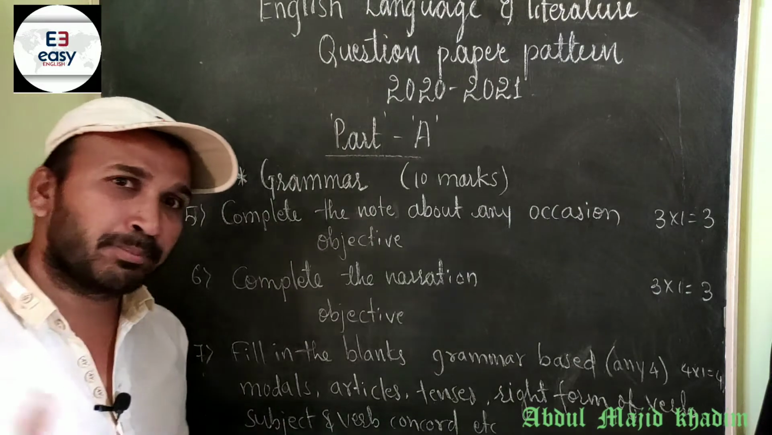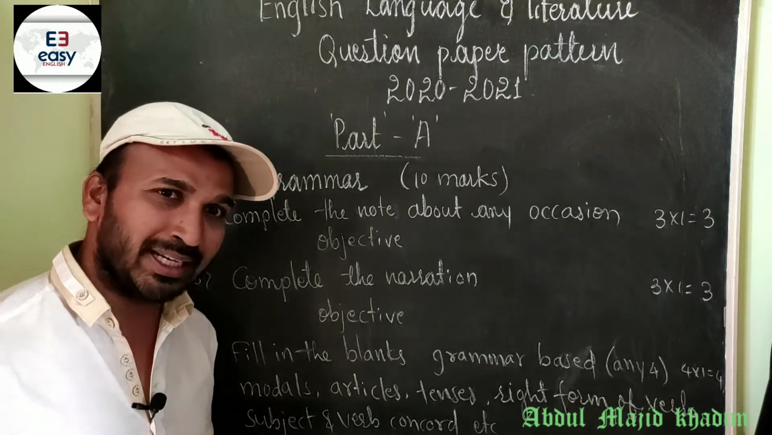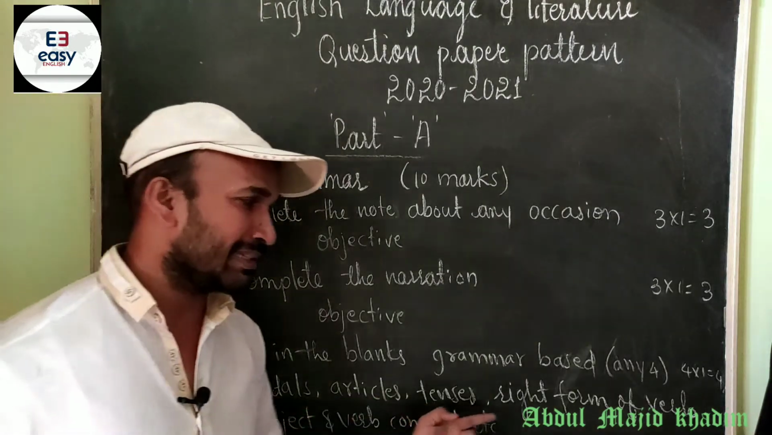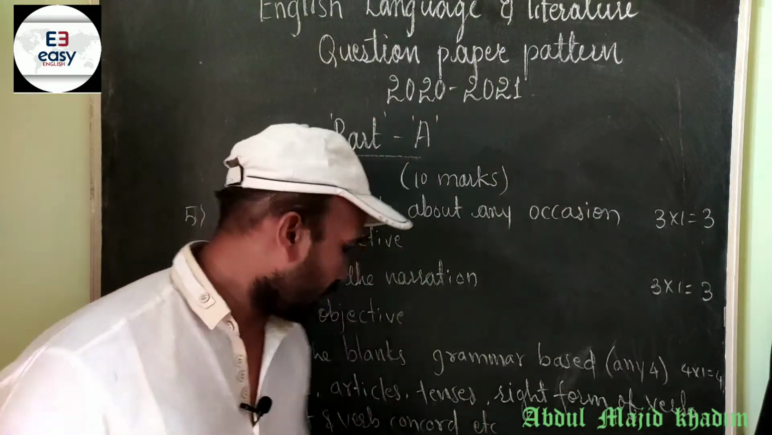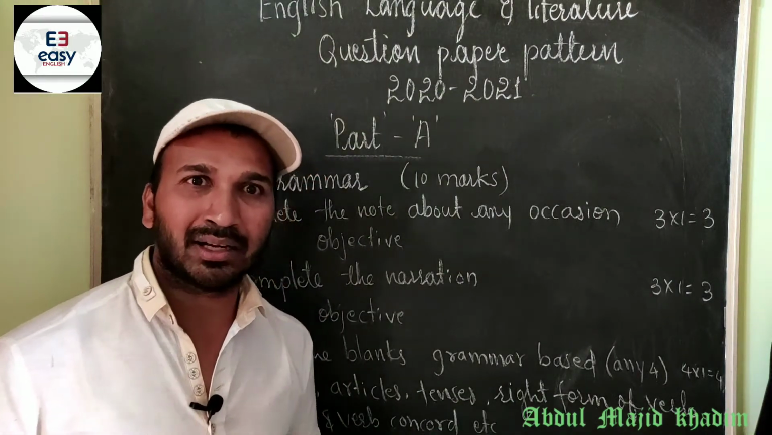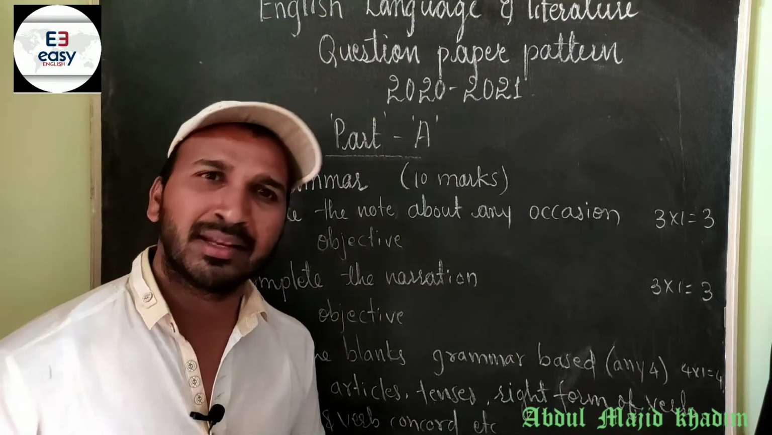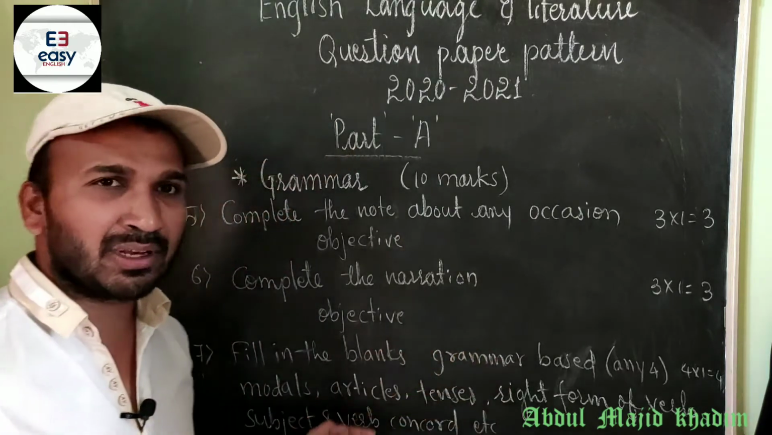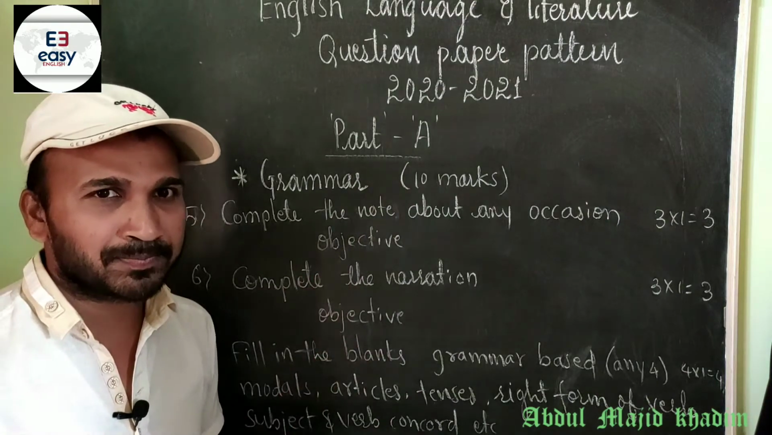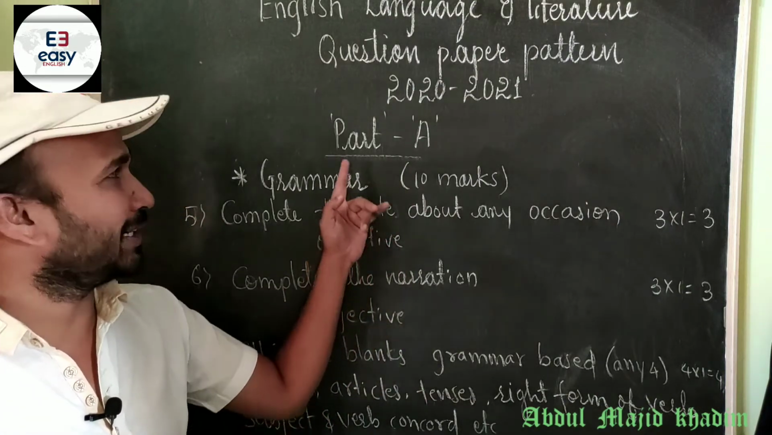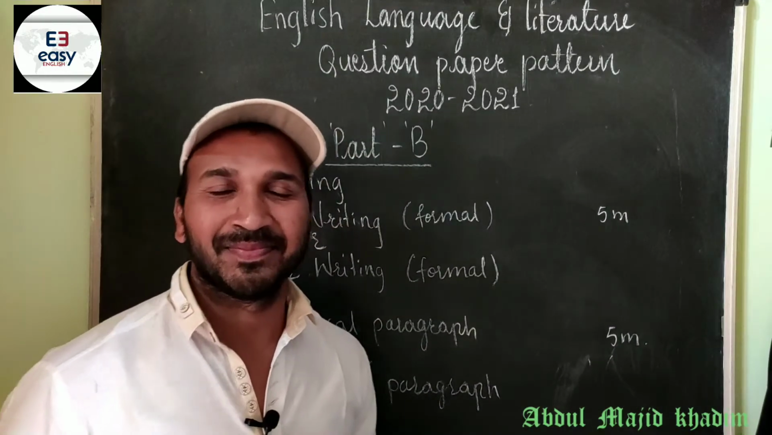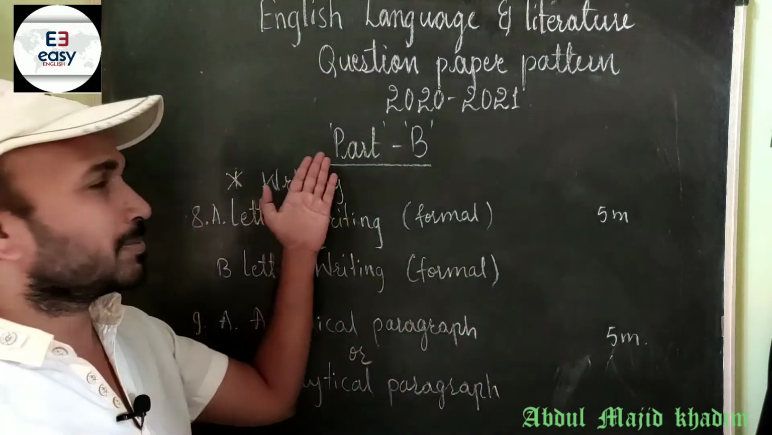As for the grammar portions, you already know which grammar topics are going to come: modals, articles, tenses, right form of the verb, subject-verb concord, and determiners. On that basis the questions will be there from the grammar part, a total of 10 marks. Okay, so here we have completed part A. Now we will start with part B.